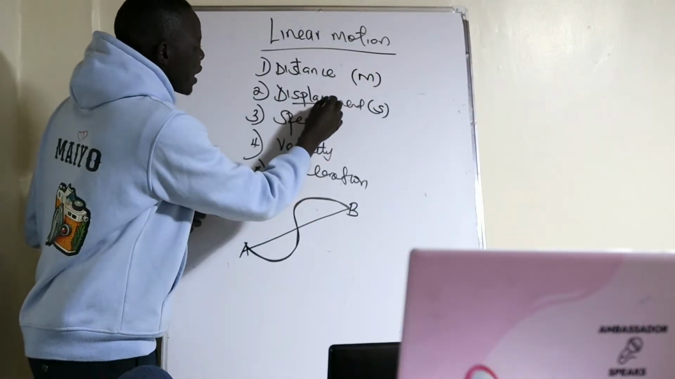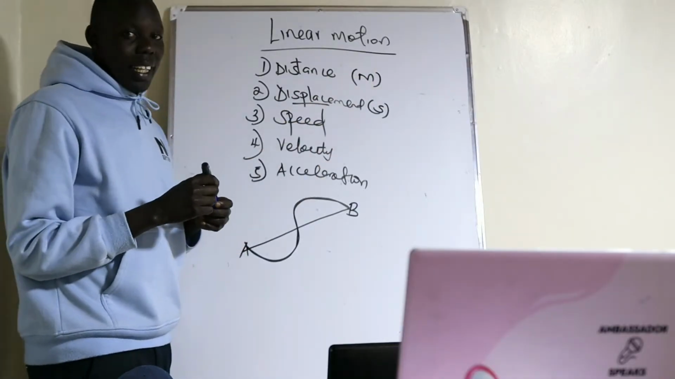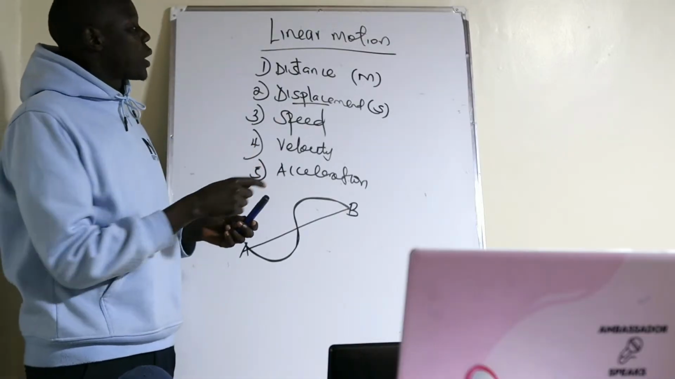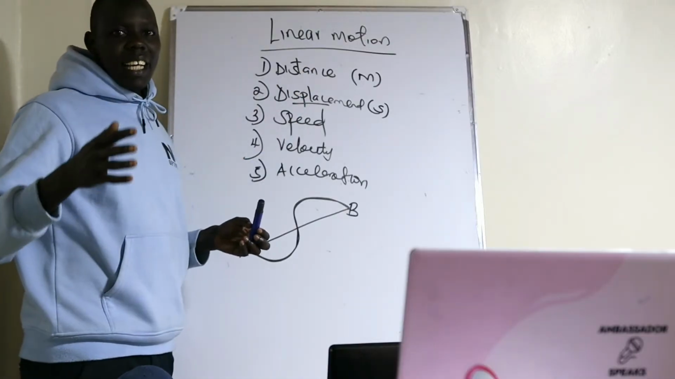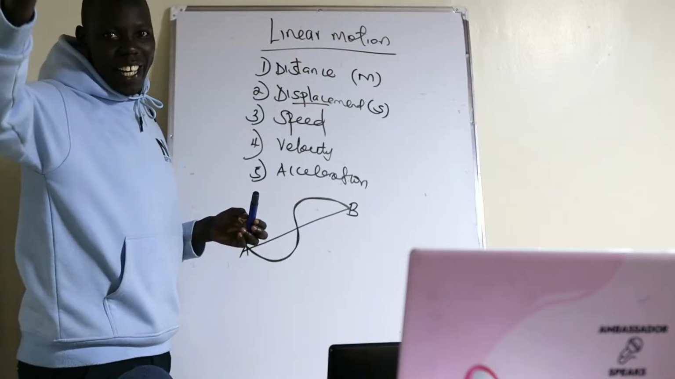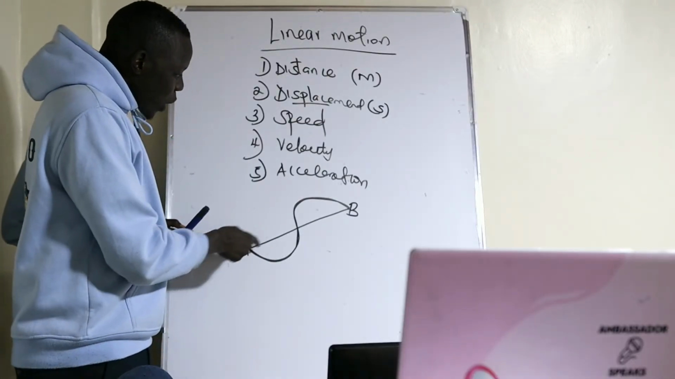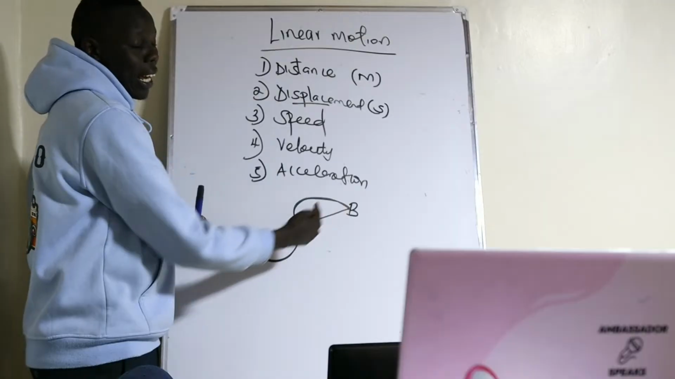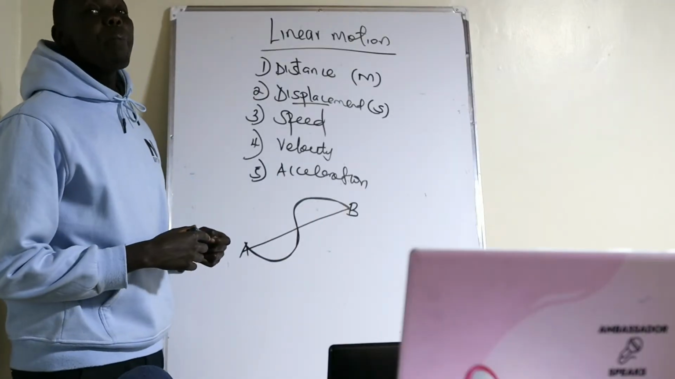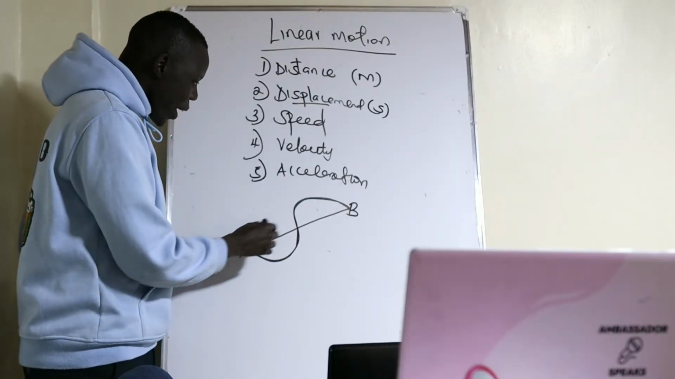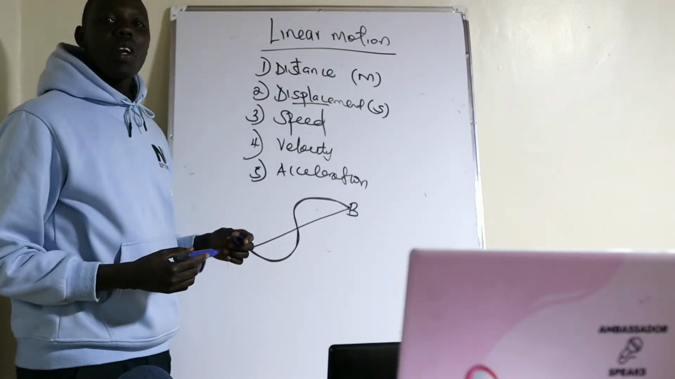Now, let me go to displacement. Displacement is defined using the term distance: distance covered in a specific direction. If you move from A to B, even if you have passed through the zigzag manner, displacement is where we measure the distance directly from A to B without going through the corners.